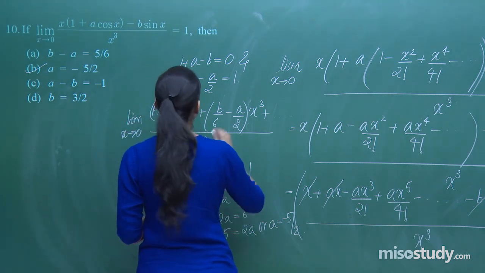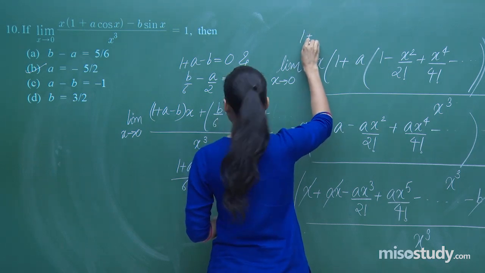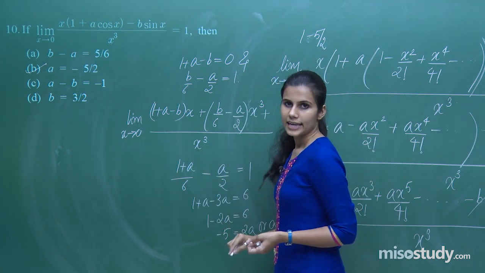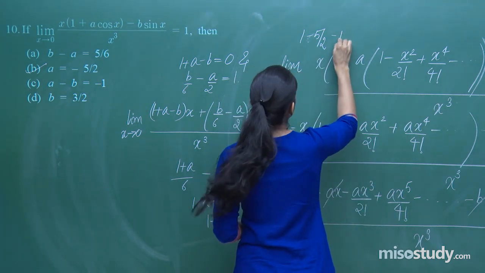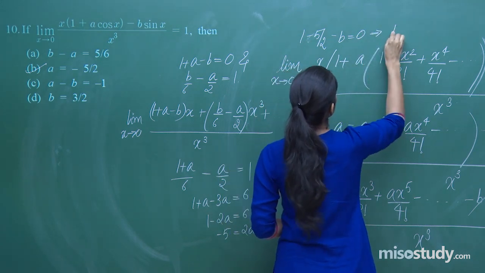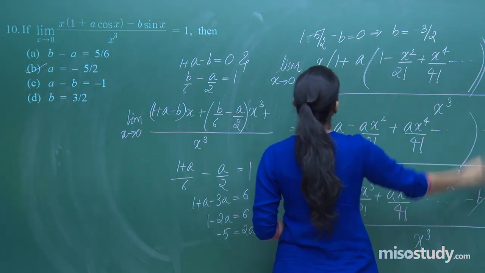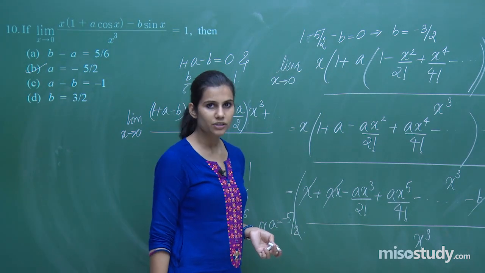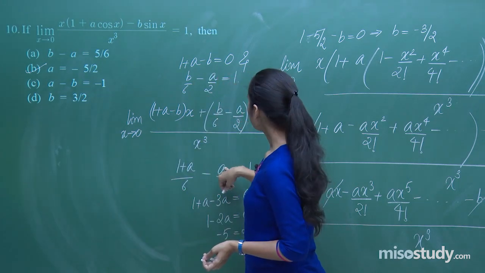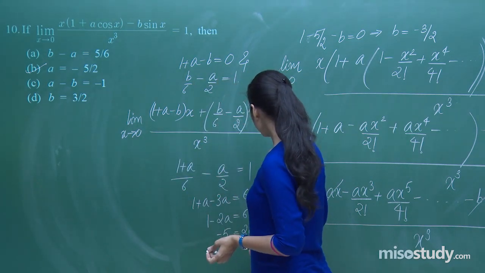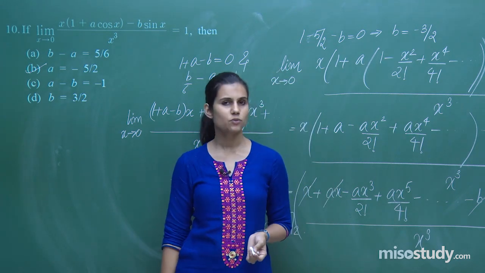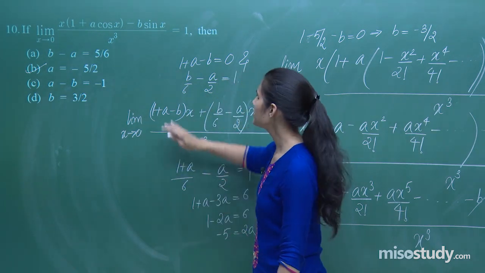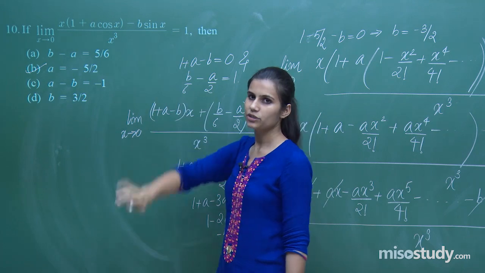So b is actually what? See, what I am saying is 1 plus a is minus 3 by 2, and with a being minus 5 by 2, 1 plus a minus b is 0, which implies b is this, isn't it? b will be 2 minus 5 by 2, which is minus 3 by 2. So you are getting a to be minus 5 by 2 and b to be minus 3 by 2. That is what you are getting as your values, right? So that's how you compute the values of a and b for which this particular function has its limit equal to 1, okay?